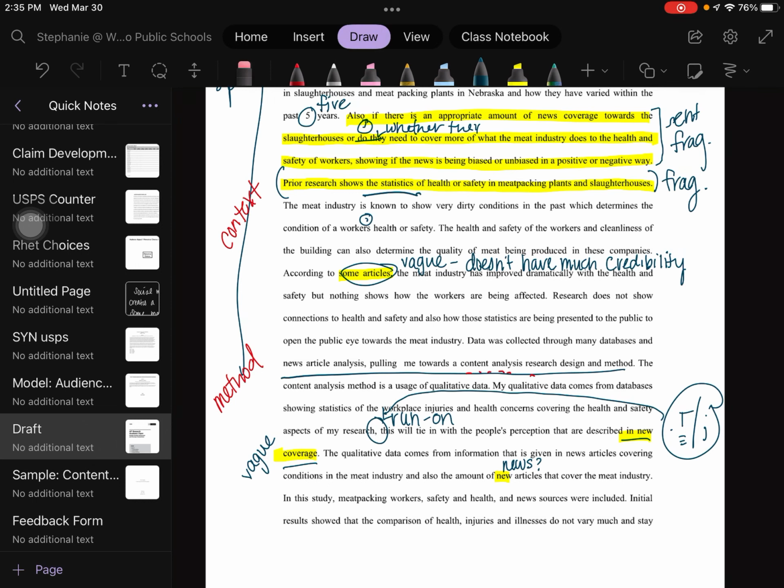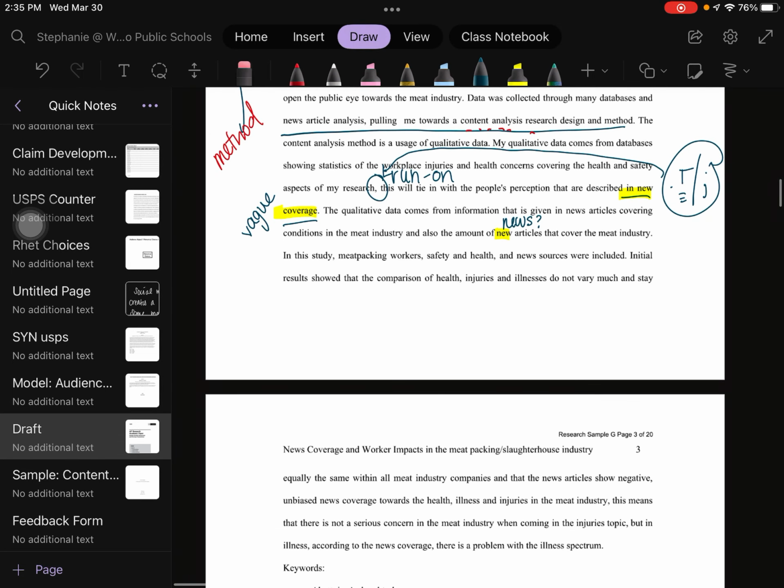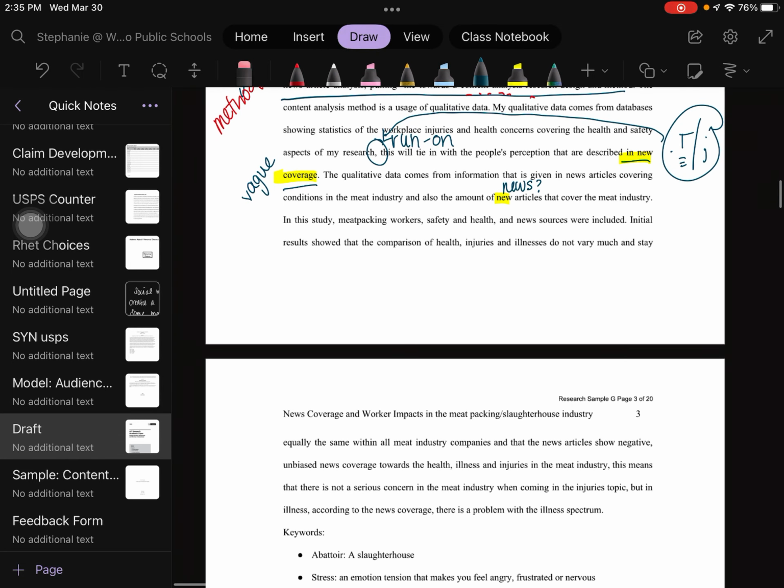"In this study, meatpacking worker safety and health and news sources were included. Initial research results show the comparison of health injuries and illnesses do not vary much and stay equally the same within all meat industry companies, and that the news articles show negative, unbiased news coverage towards the health, illness, and injuries in the meat industry. This means that there is not a serious concern in the meat industry when coming in the injuries topic, but in illness, according to news coverage, there's a problem with the illness spectrum."